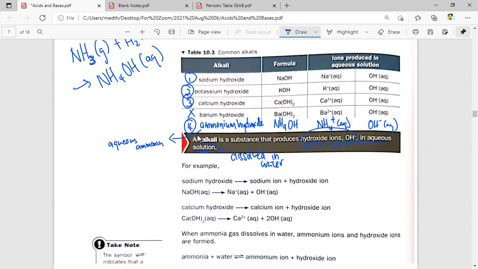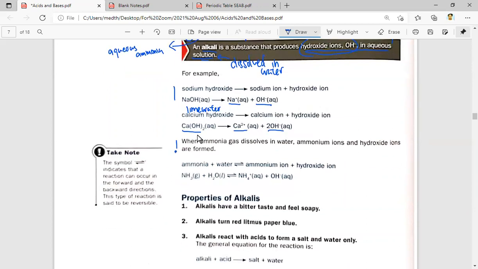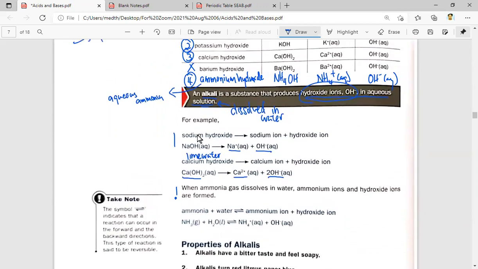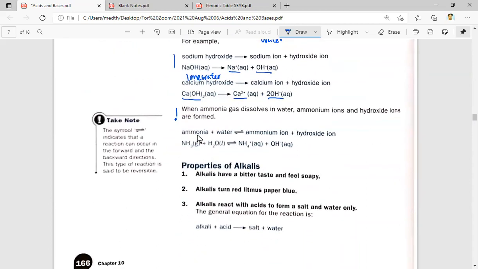Examples are as follows. Sodium hydroxide, when you put it in water, gives Na+ and OH-. Calcium hydroxide, which is also your lime water, when you dissolve it, splits into Ca2+ and OH-. As mentioned here, when ammonia gas dissolves in water, ammonium ions and hydroxide ions are formed. This is what I wrote just now.